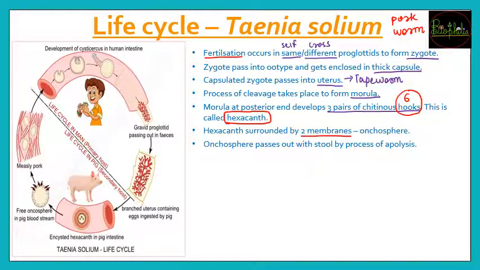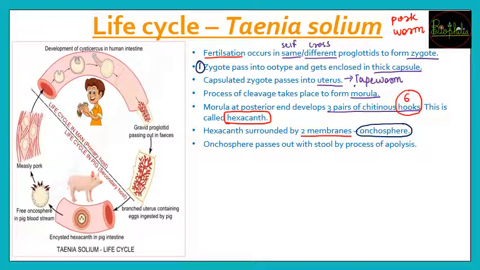वो कौन से 2 membranes हैं? तो hexacanth के साथ अगर 2 membranes surround कर लेते हैं, that is going to be the new name, that is oncospore. So first of all, what did it have? First of all, it had zygote. So first we saw about zygote.